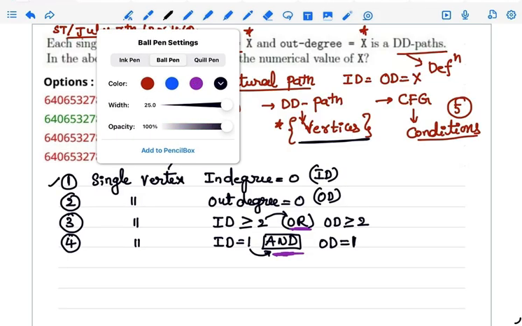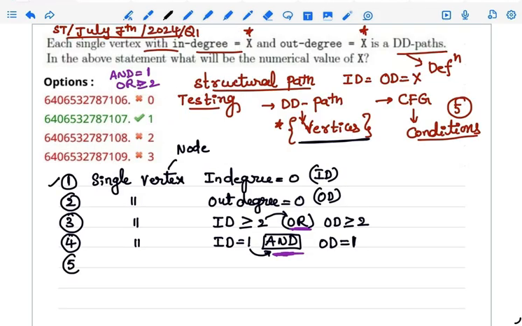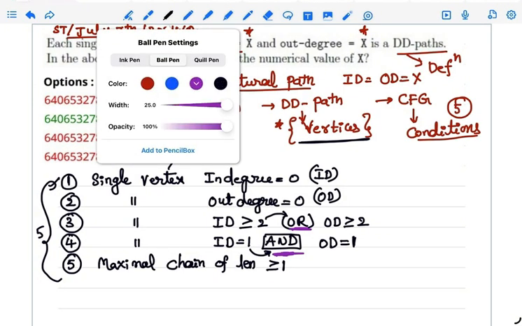And next, the fifth condition is a maximal chain of length greater than or equal to 1. These 5 conditions must be satisfied for a path, a single path in a control flow graph, to be called a DD path. This is very important, friends. You can expect questions from this topic also.